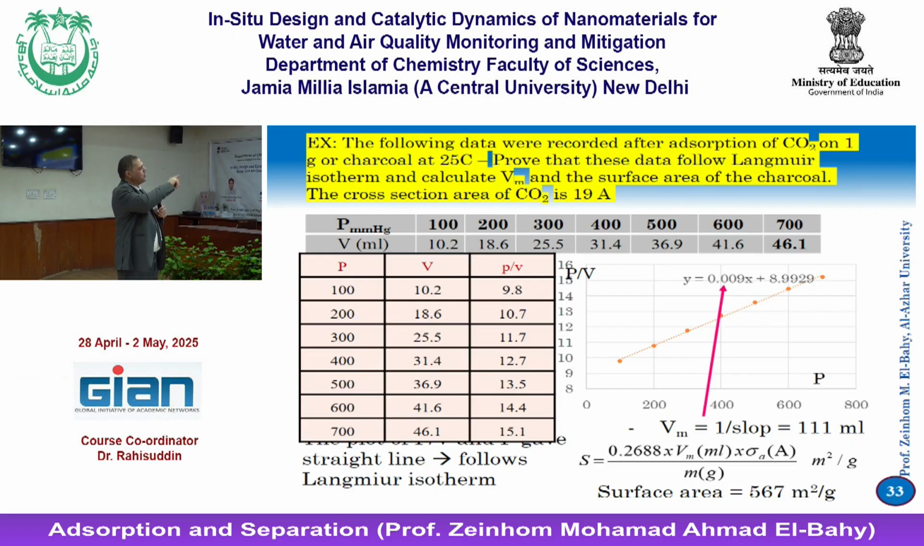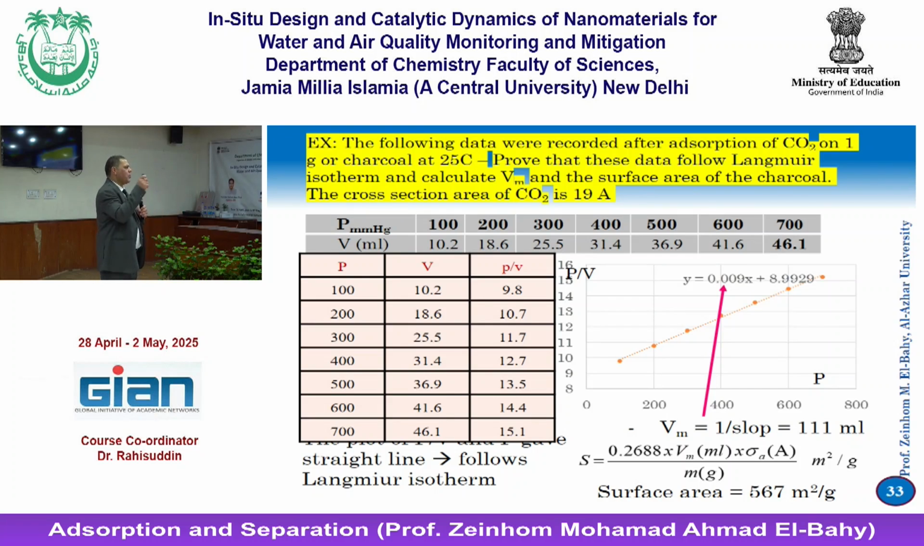It gives you different values of P and the volume V at different P values. So this is P, this is V, and then to apply Langmuir, we just divide P over V, like in this table, and then plot P against P over V. It gives you a straight line. The slope, if you remember, gives Vm, which equals 111 milliliter.